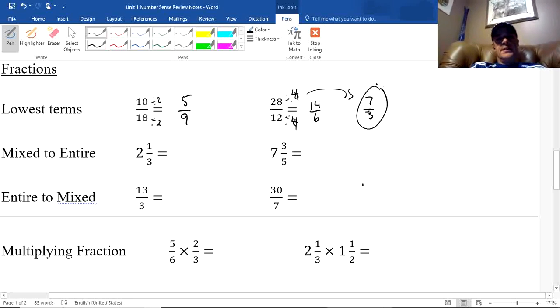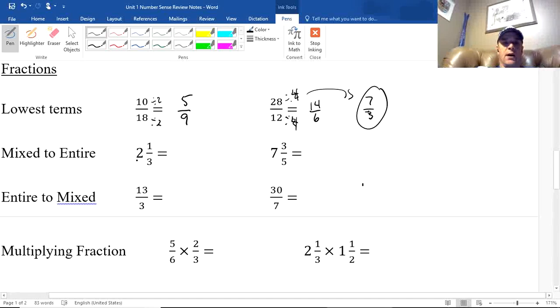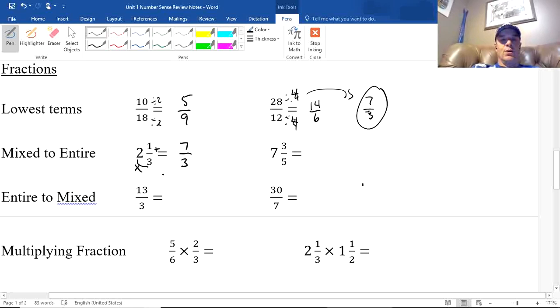Now this is considered an entire fraction, and I'm going to show you how to change mixed fractions to entire and entire back to mixed. When we want to go from mixed to entire, these two are multiplied, and then it's added to the top number. So it's 2 times 3. If we're talking about parts of 3, 2 times 3 is 6, plus 1, and this works out to 7 over 3.